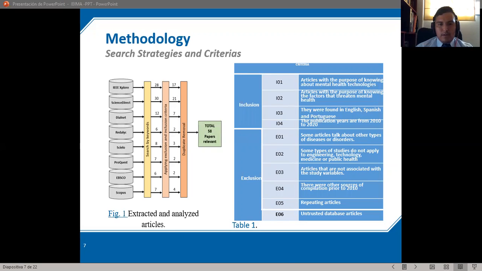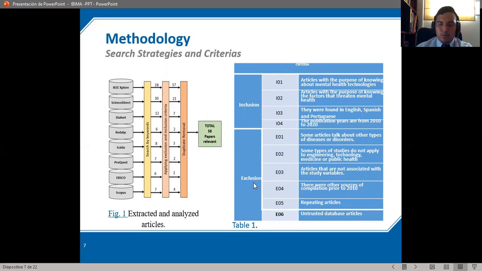Methodology: the type of study is a systematic review of the literature. Information was researched in the main databases, which are IEEE Xplore, ScienceDirect, Dialnet, Redalyc, SciELO, ProQuest, Scopus. Inclusion and exclusion criteria were also applied.